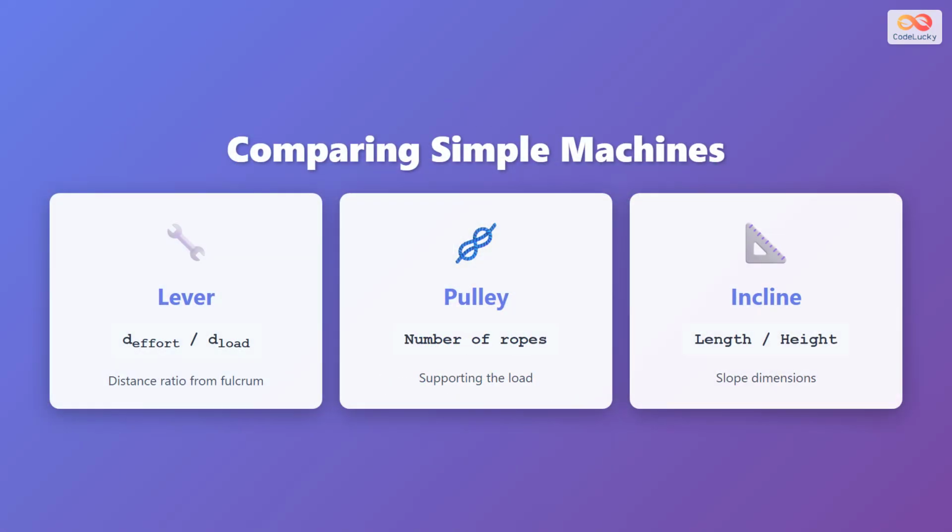Let's compare the 3 simple machines. For levers, mechanical advantage is the distance to the effort divided by the distance to the load, based on the distance ratio from the fulcrum. For pulleys, mechanical advantage equals the number of ropes supporting the load. For inclined planes, it's the length of the slope divided by the height. Each machine uses a different approach, but all achieve the same goal, multiplying force to make work easier.